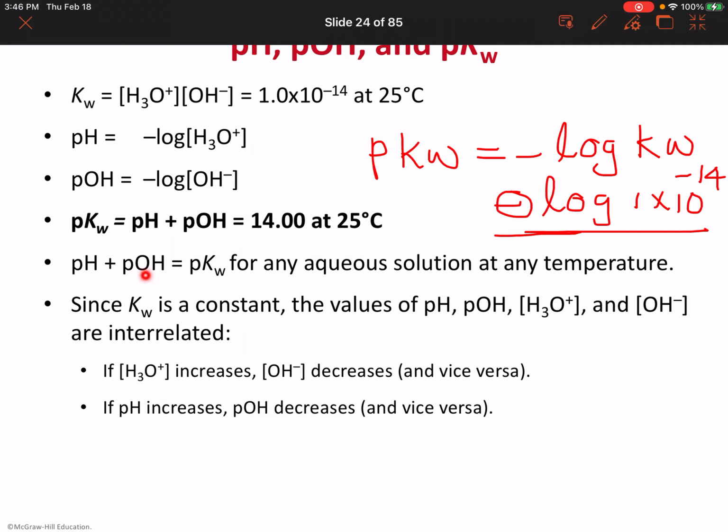So pH plus pOH equals pKw for any aqueous solution at any temperature. Since Kw is a constant, the values of pH, pOH, hydronium ion and hydroxide they all are interrelated. If hydronium ion concentration increases, hydroxide decreases and vice versa. If pH increases, pOH decreases and vice versa. Okay? pH and pOH both cannot be increased at the same time because the pH plus pOH is a constant which is 14. If one increases, the other one decreases.